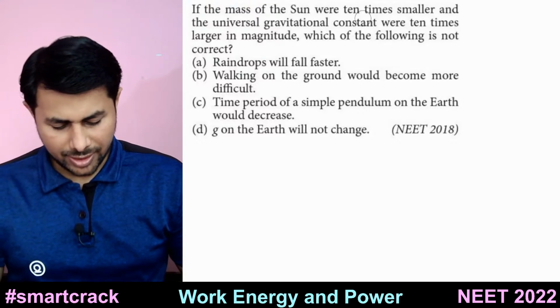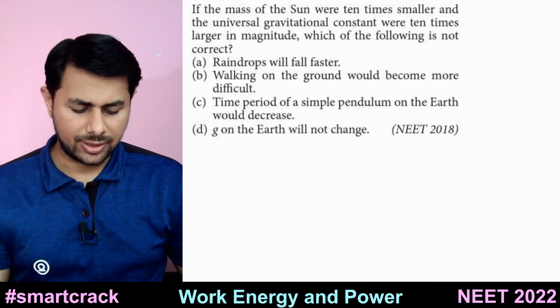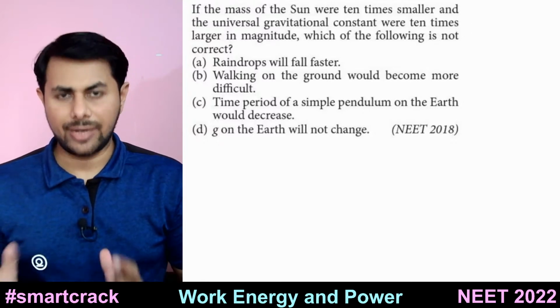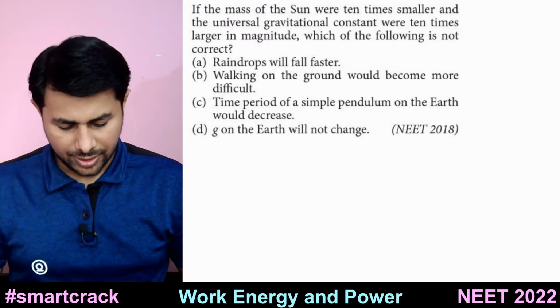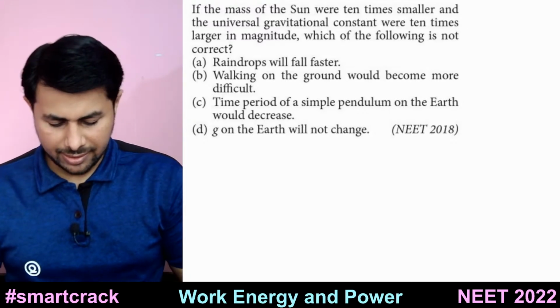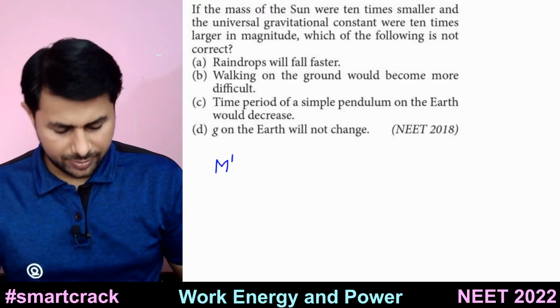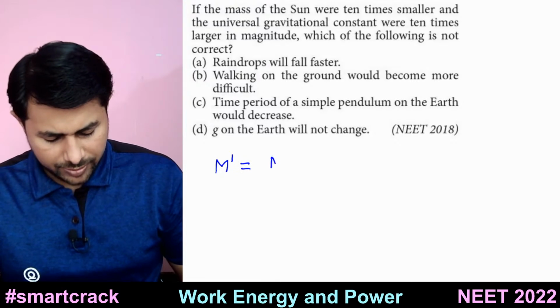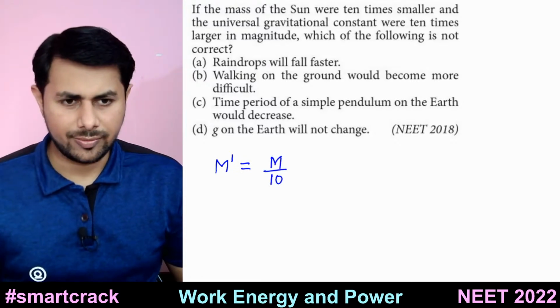If the mass of the sun were 10 times smaller and the universal gravitational constant were 10 times larger in magnitude, which of the following is not correct? This is the question. The mass of the sun becomes 10 times smaller. So we'll write it like this: m prime is equal to m divided by 10.